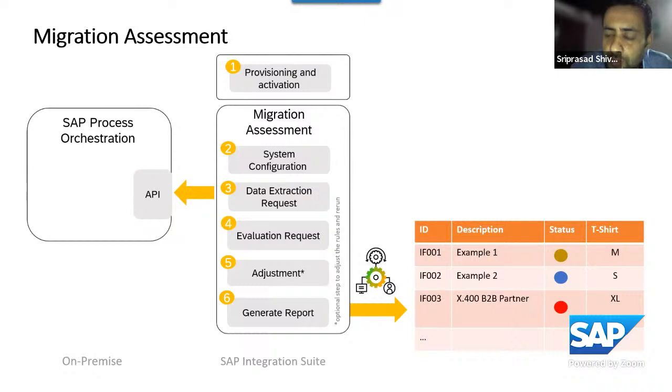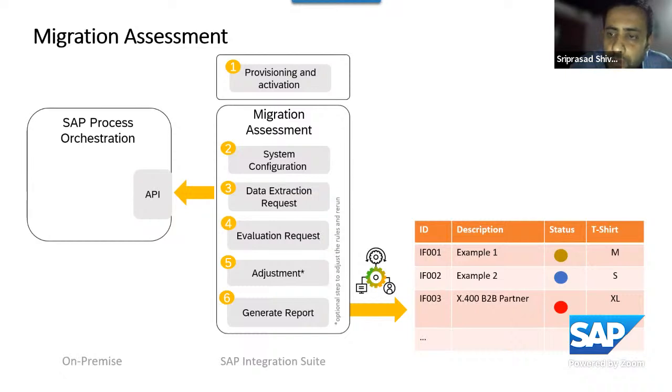Very similar to how you used to enable different services of the integration suite, you'll be able to provision the migration assessment service. Okay, so once you provision this service, there are certain role collections that will be added, and once you assign these roles to your user, you will be able to access the tool. The second part would be the system configuration, where you will be configuring different destinations in the BTP, where you'll point to the process orchestration backend.